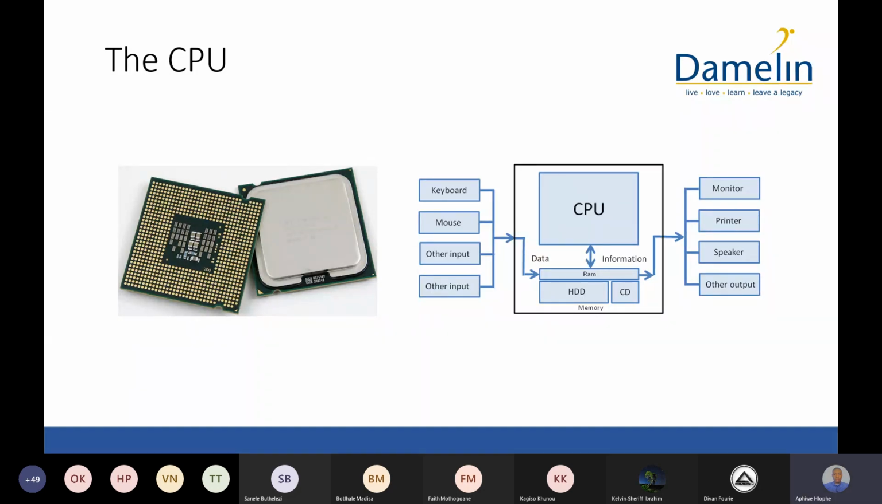So there's the CPU, and there's an example of how it looks in real life. It's a chip. This is how it looks at the back, and this is how it looks in the front. This is the conceptual diagram, which explains how everything operates. We have input, we have process, we have output.